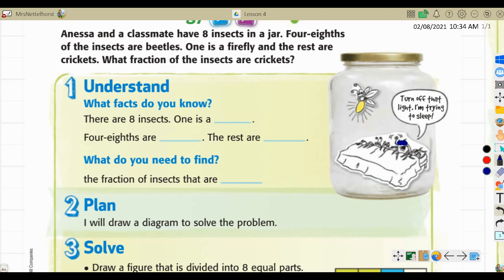Okay, moving right along. So let's look at the facts that we know about this word problem. There are 8 insects. 1 is a firefly.